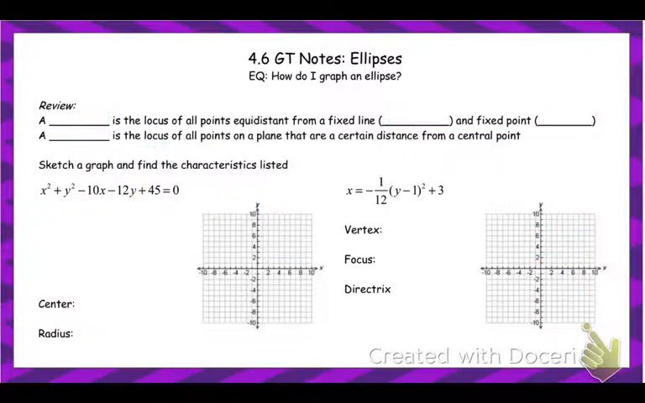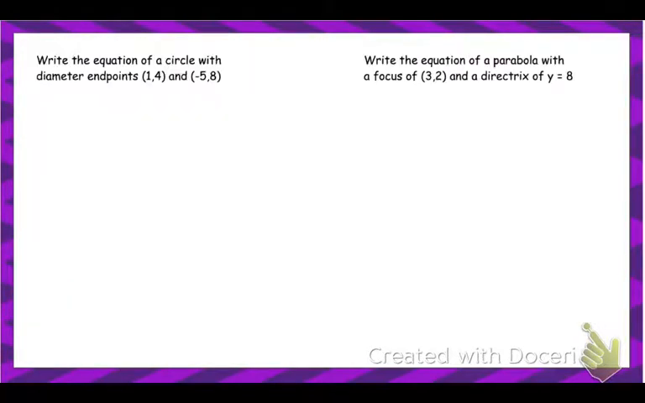All right, we're just going to do 2 more where we're writing the equations. So this one's a circle. It gives me the diameter endpoints. Well, in order to write the equation of a circle, I need the center and I need the radius. So to find the center, I need to know the midpoint of those 2 points. For the x's, halfway between 1 and negative 5 is negative 2. Halfway between 4 and 8 is 6.